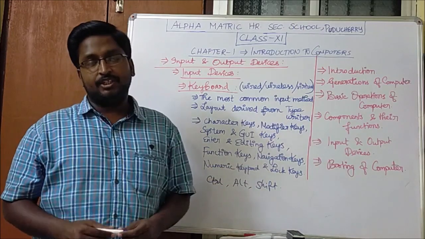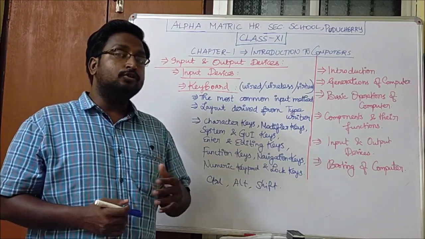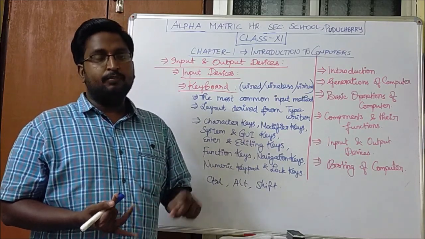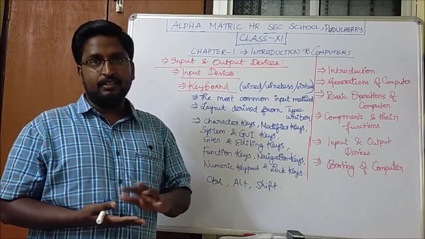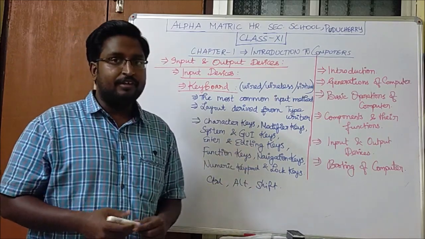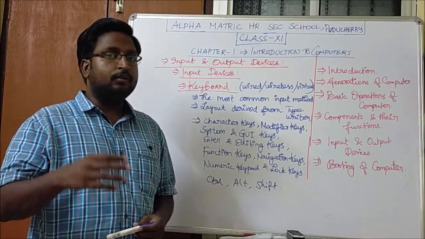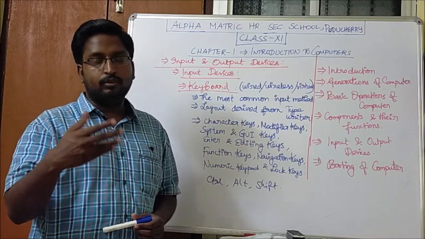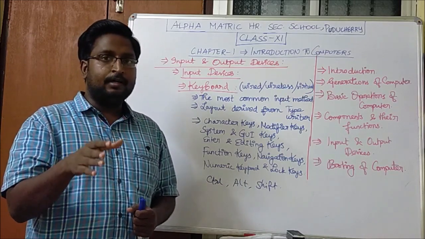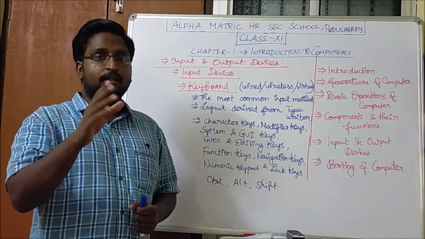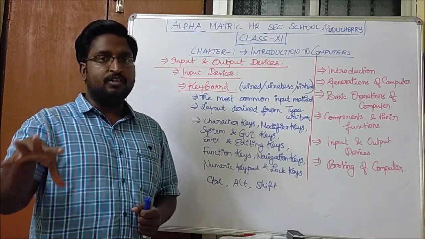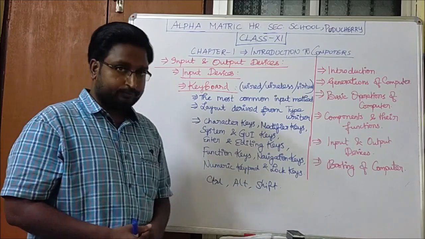Next are the navigation keys. Navigation keys are used to navigate within the content. The arrow keys, page up, page down, home and end keys come under the navigation keys. The next one is the numeric keypad, which is available on the right side of the keyboard, where you can see the numbers from 0 to 9 and the manipulation keys: plus, minus, star for multiplication, slash for divide, the equal to symbol, and also enter. All these come under the numeric keypad.